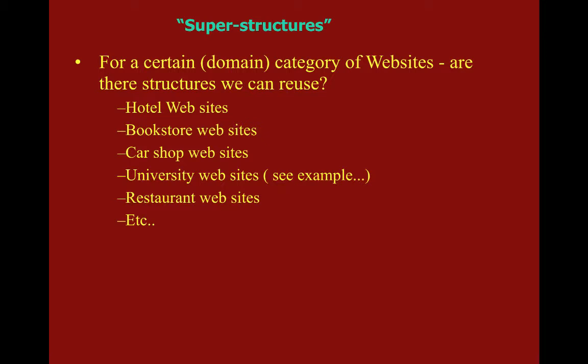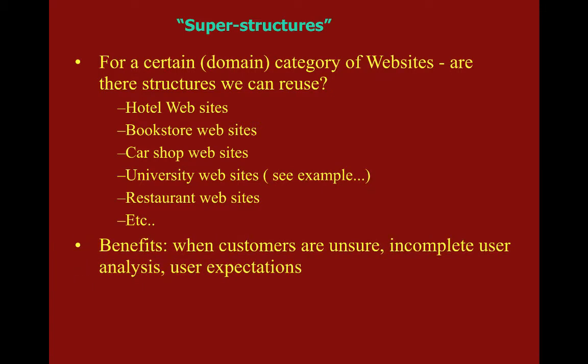Similarly with restaurant websites. And the idea of this is that if you wanted to start building a hotel website, you don't have to start from scratch. You can start from a generic hotel website structure. Right. So when customers are unsure, there's incomplete user analysis. And when you know some user expectations, then you can make use of what are called general structures or superstructures of websites.